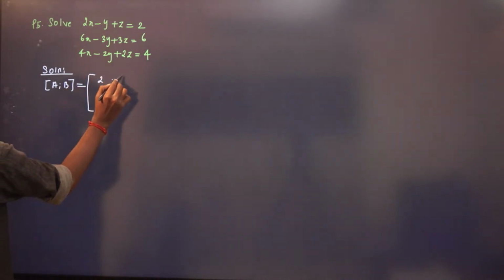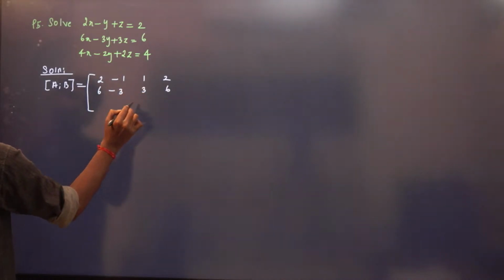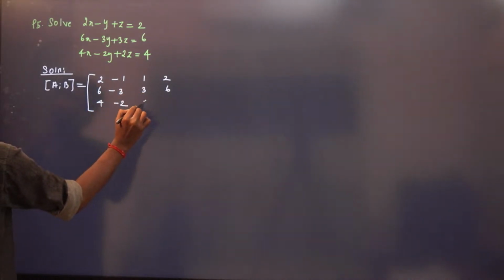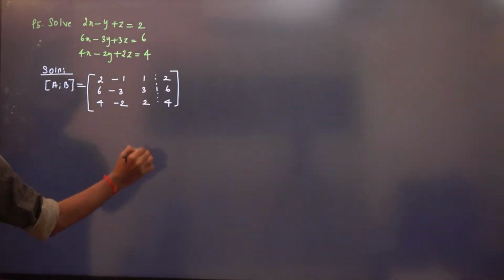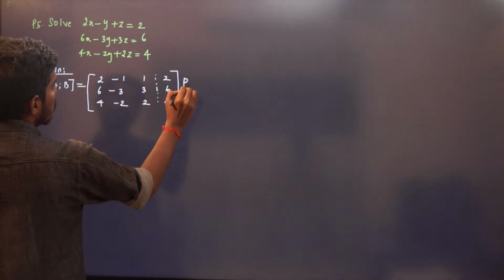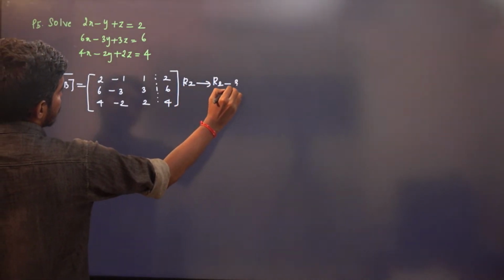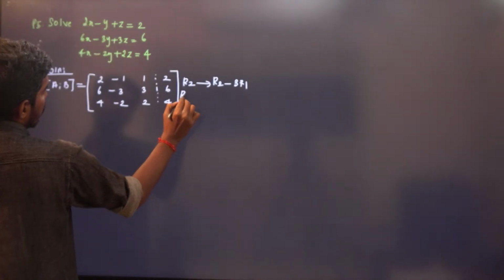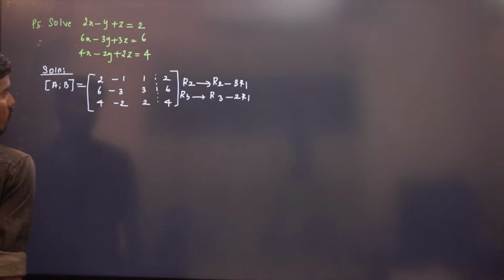So the augmented matrix is 2, minus 1, 1, 2; 6, minus 3, 3, 6; 4, minus 2, 2, 4. Reduce the augmented matrix to row echelon form. R2 is transformed to R2 minus 3 times R1, and R3 is transformed to R3 minus 2 times R1.